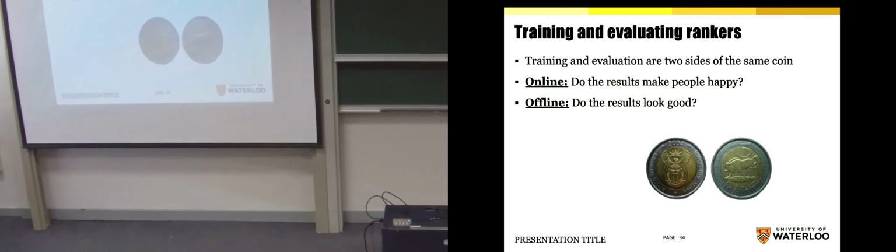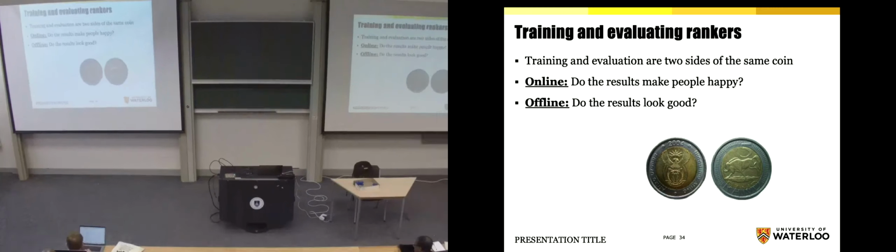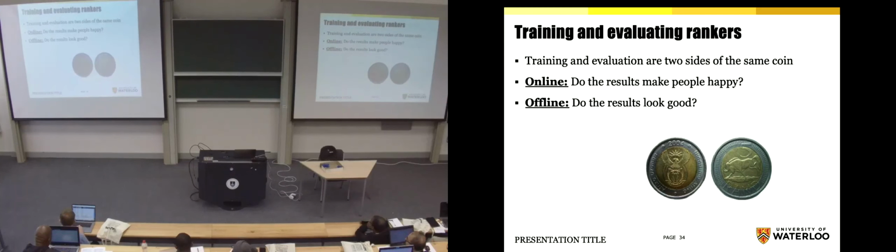And the question online is, are the results making people happy? Whatever that means. And do they look good? Whatever that means. Okay, so there's really four things here: training, evaluation, online, offline. Okay?